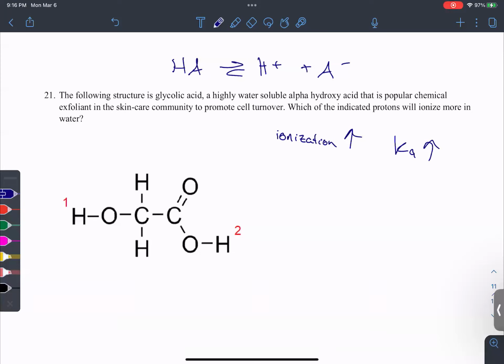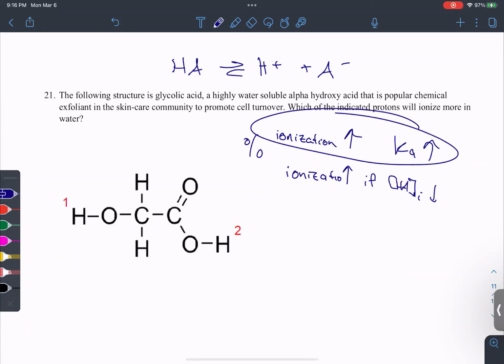So ionization typically increases as Ka increases, but we also see that ionization will increase if the initial concentration of your acid decreases. What I mean by this is percent ionization, all right? But we're just focusing on this first trend right here. So essentially, what this question is asking is which hydrogen, which proton is more acidic? Which one is more acidic?